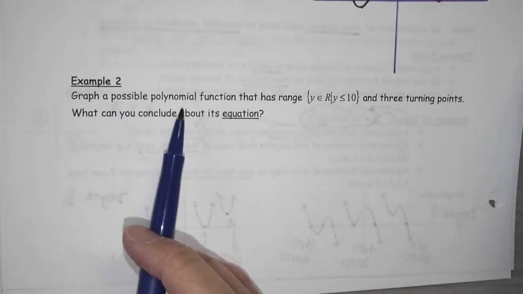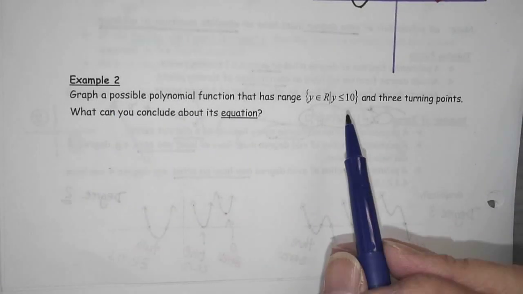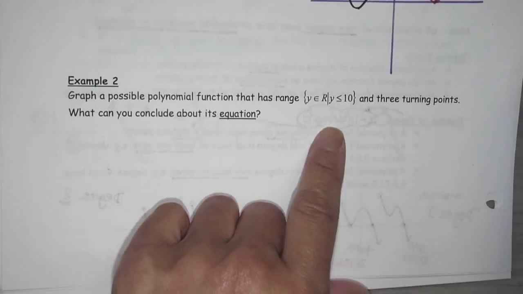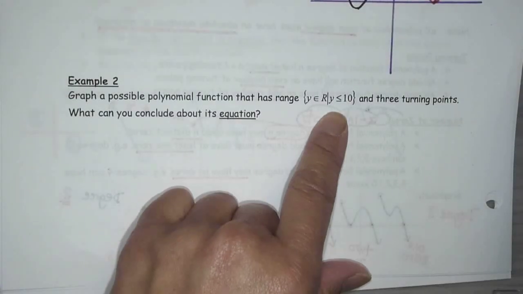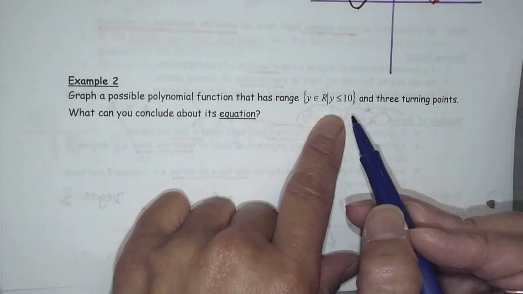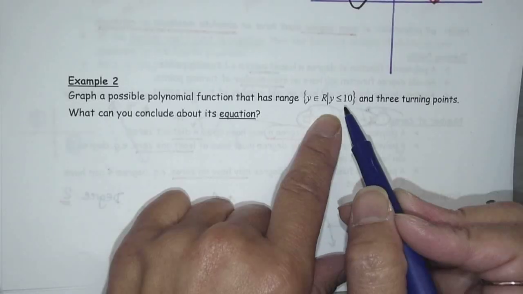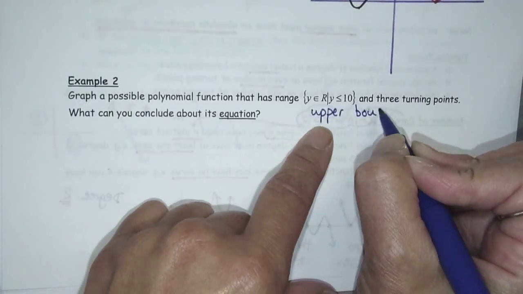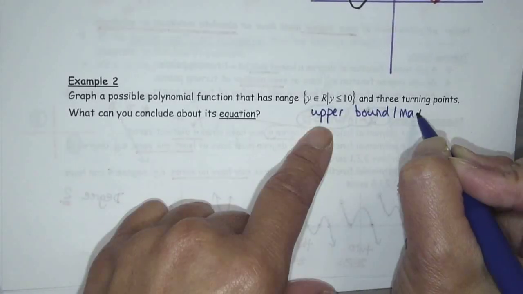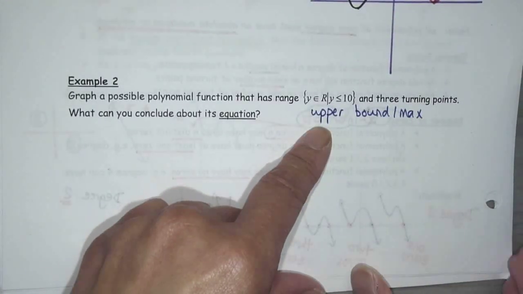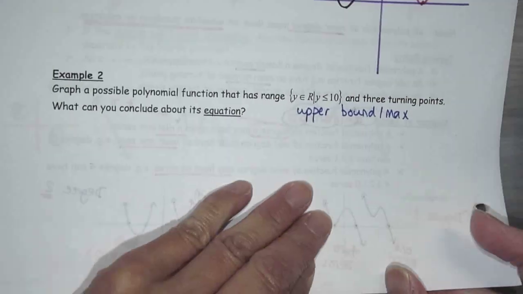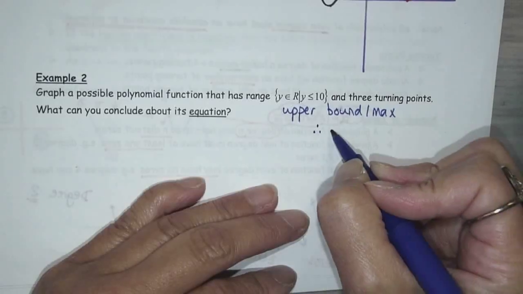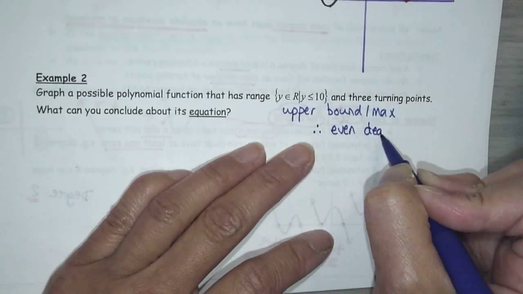So a possible polynomial function that has a range where y is less than or equal to 10. As soon as I see that it has a range less than or equal to 10, based on the lesson that we had before about all the characteristics we know, as soon as we know that there's an upper bound or a max, right? We know that there's a maximum or an upper bound. That's what that's saying. It's less than or equal to 10, which means there's a maximum or an upper bound. We know, therefore, that it's even degree.